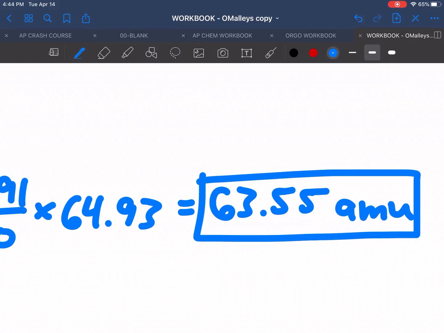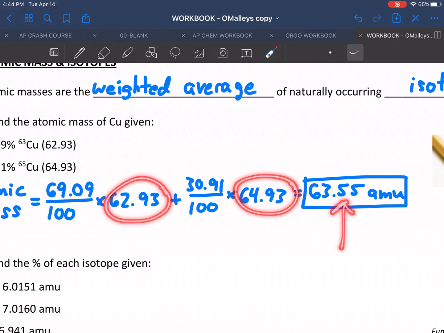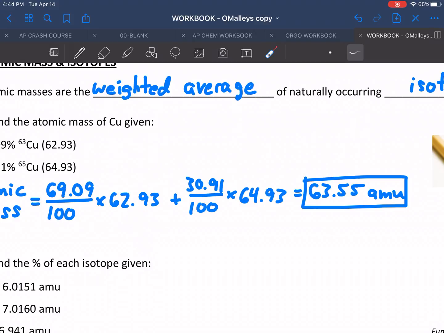And we can do a little self-check just to ask ourselves, does this number make sense? Well, yeah, first of all, it's in between 65 and 63, and if it's some kind of average, it must be. But it's closer to the 63 number, and that makes sense. There's more of it. There's more than twice the amount of the 63 copper isotope compared to the 65, so it's much closer to the 63.